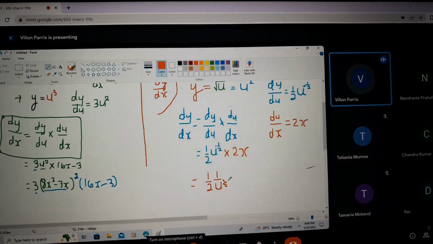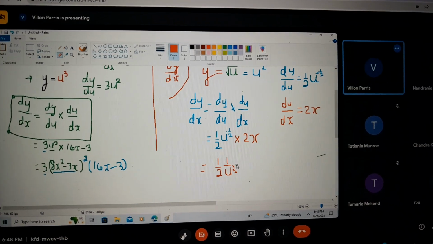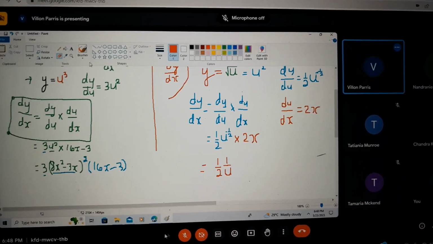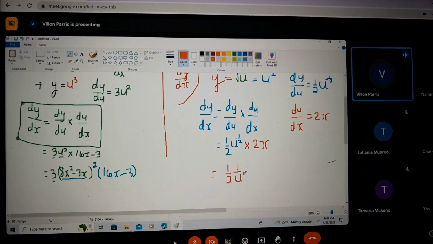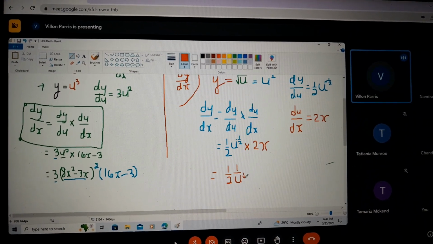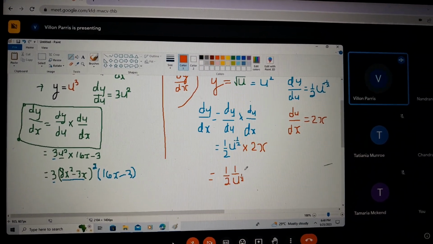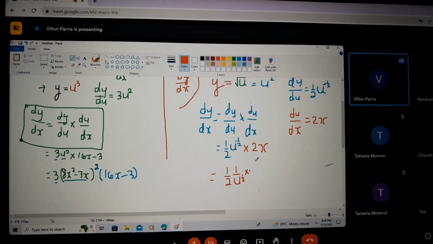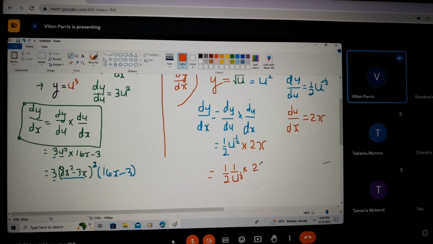Is that good with everyone? You remember this from algebra, laws of indices? Yes, sir. So I'm just showing you, the biggest thing with calculus is to simplify. The rules are straightforward, but you have to be able to simplify. And we are multiplying by 2x as well, right? So I bring back my 2x.